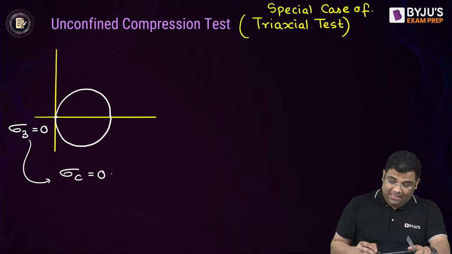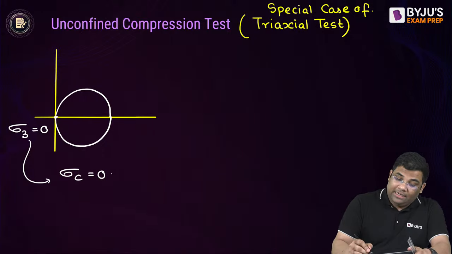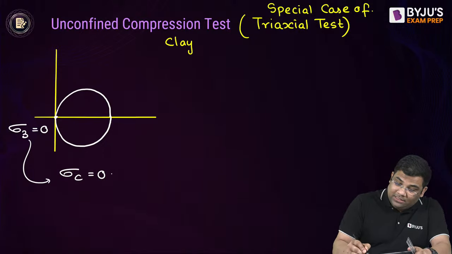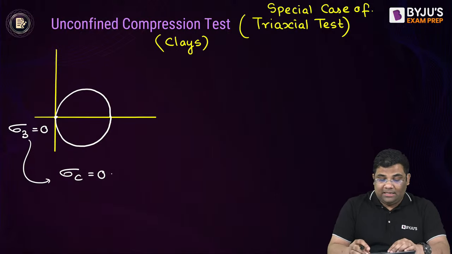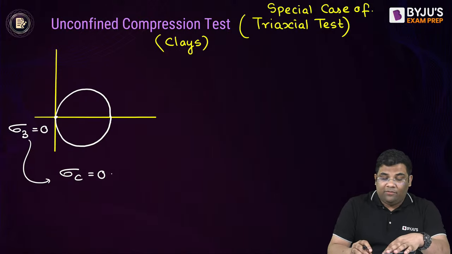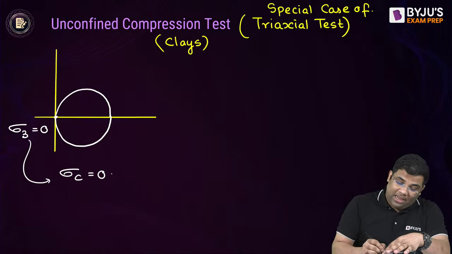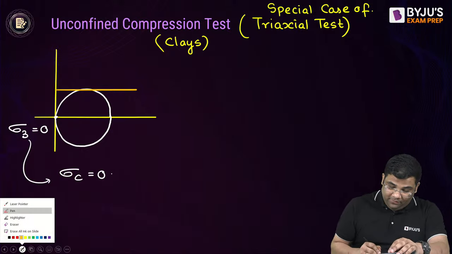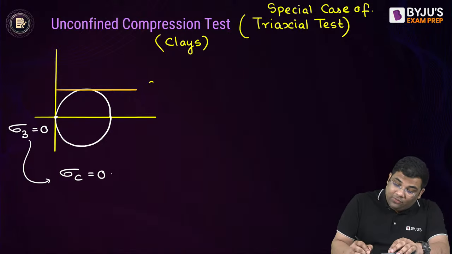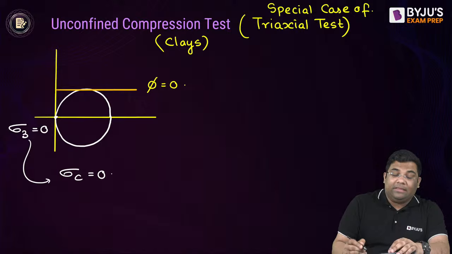And it is normally conducted for your clays. Doesn't mean that we don't conduct it for other types of soil; we also conduct it for silty clays. But normally it is conducted for pure clays. So in pure clay what will happen? We get phi is equal to 0. If you see, this is the failure plane. We get your phi equal to 0 in this.